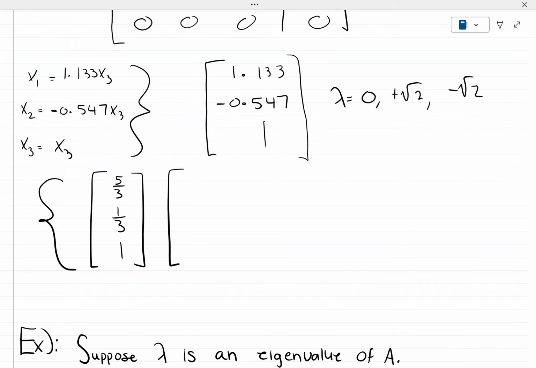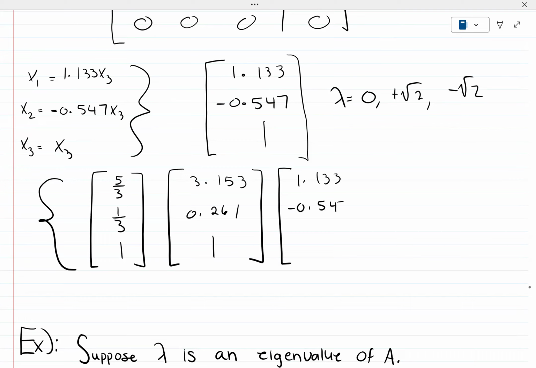So when lambda was 0, this is what we got, this vector. When lambda was square root of 2 and we row reduced, we got 3.53, 0.261, and 1. And when lambda was negative square root of 2 and we row reduced, we got this vector: 1.133, negative 0.547, 1, right?